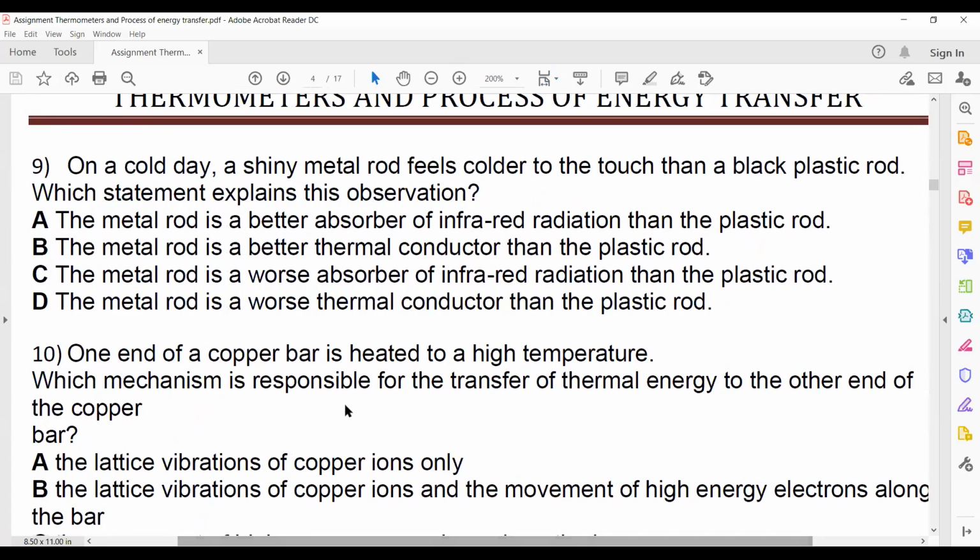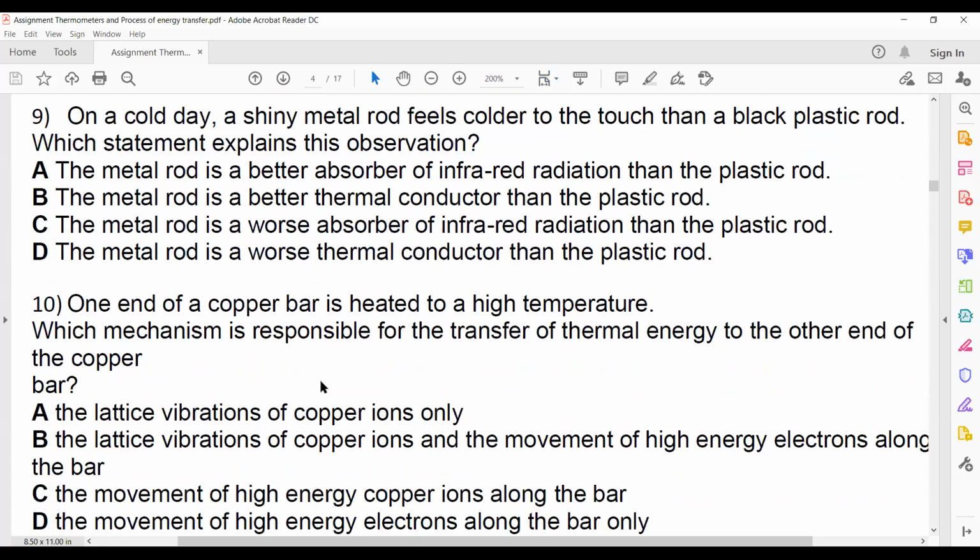Question 9. So 9B is the right answer because the metal rod is a better conductor. That's why you will feel colder. It takes your energy.